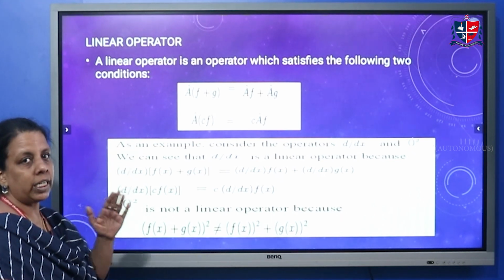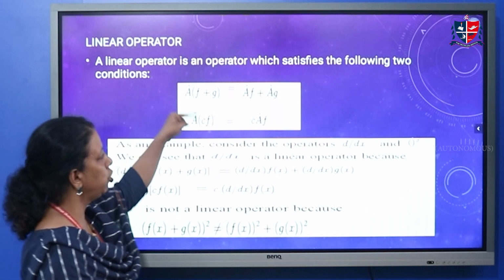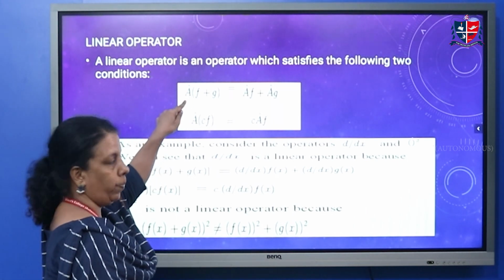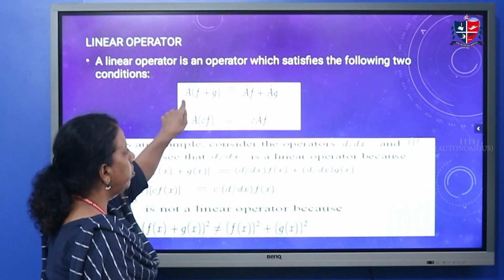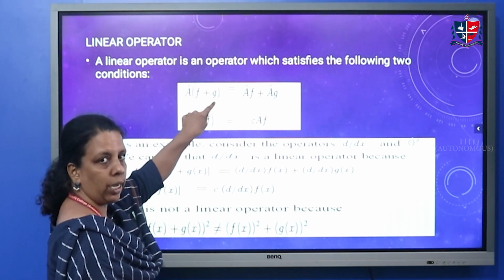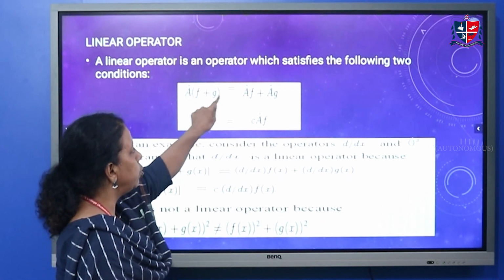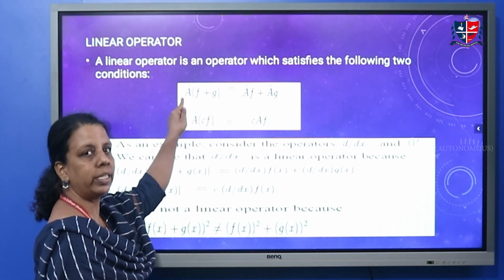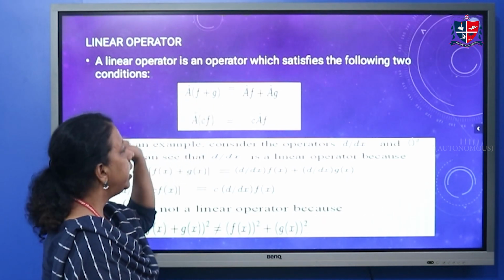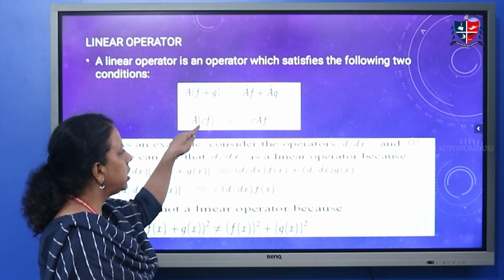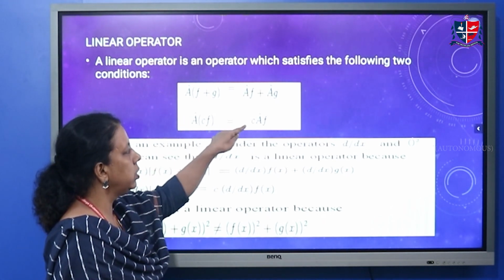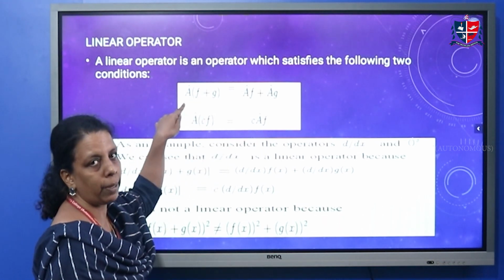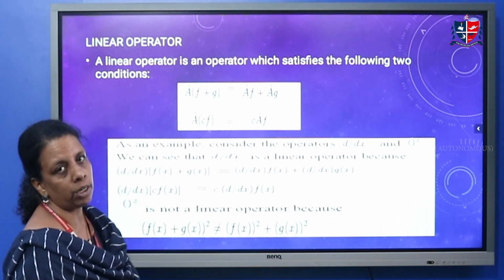An operator is linear if it satisfies these two equations. For addition, if A cap is the operator acting on f plus g, where f and g are two functions, then it is equal to A cap of f plus A cap of g. If it satisfies this condition in addition, then A cap is a linear operator. Similarly, for multiplication, A cap of c times f is equal to c times A cap of f. If these two conditions are satisfied by an operator, then it is called a linear operator.